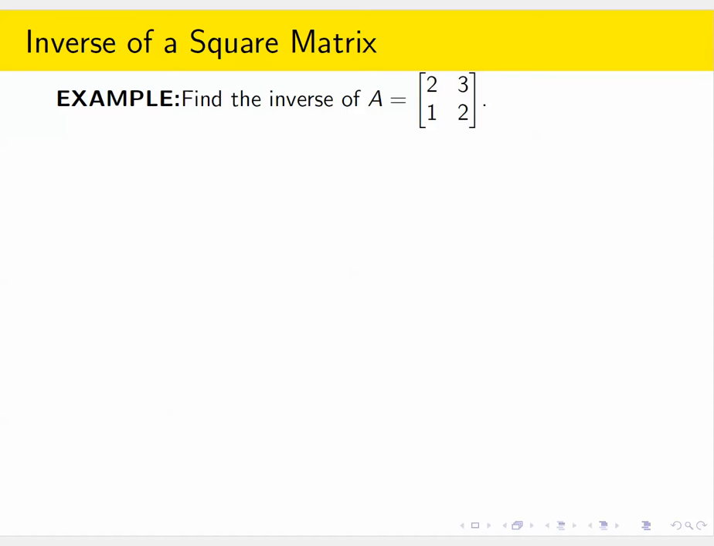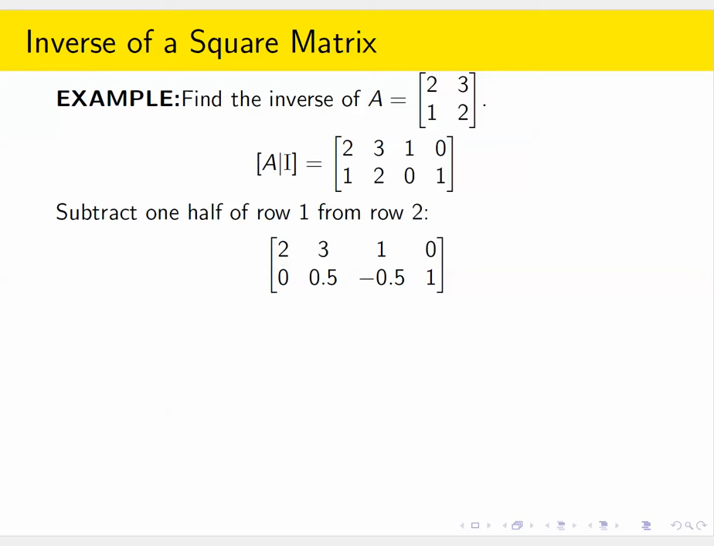Let's start with this 2 by 2 matrix A with entries 2, 3, 1, 2. We start by forming the augmented matrix. So this is shorthand notation for a matrix where you have A on the left side and an identity on the right side. And this is what it means. The first 2 columns are the columns of A. The second 2 columns are the columns of I.